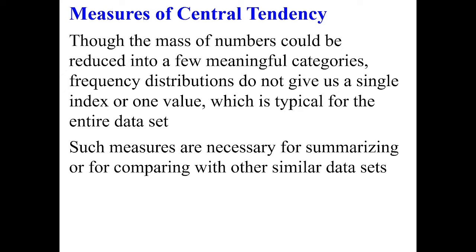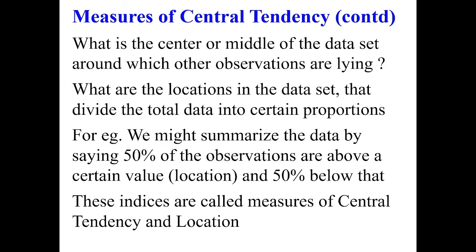So these frequency tables, what do you do really? You really make the entire data into some meaningful classes or nearby values, group them and call it a class interval. And in this process, you could reduce it into a few meaningful categories, frequency distributions, but they do not give us a single index or one value which is typical for the entire data set. So, but that one single value, typical value, is required because it's easy to summarize with one value, and also if you want to compare two or three more similar data sets, it is easy to compare with a single summarized value.